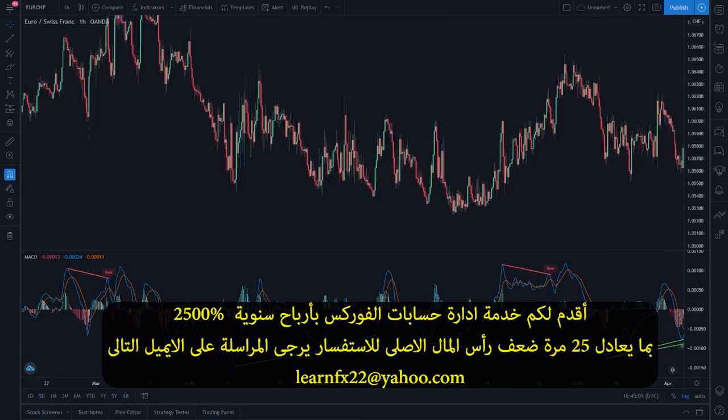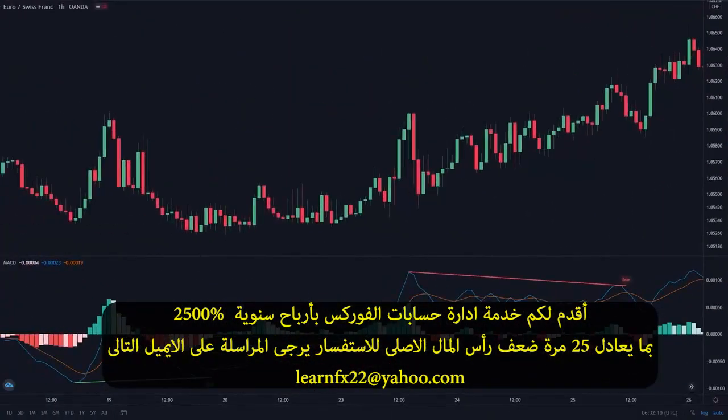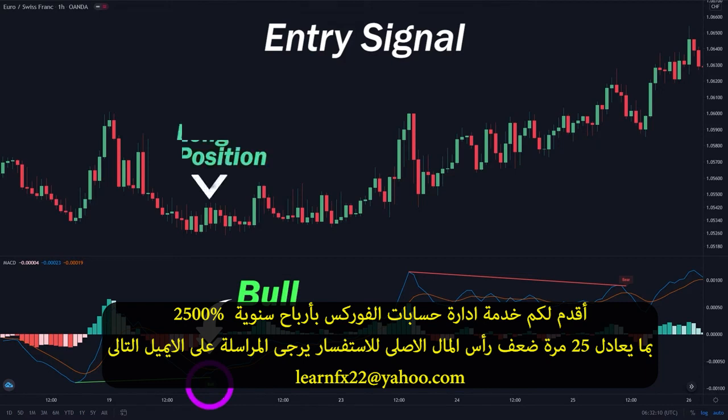So here's how I'm going to backtest this strategy. So for my entry signal, I am going to go long or short based on the signal. If the signal is indicating a bull sign, it means I am taking a long position.